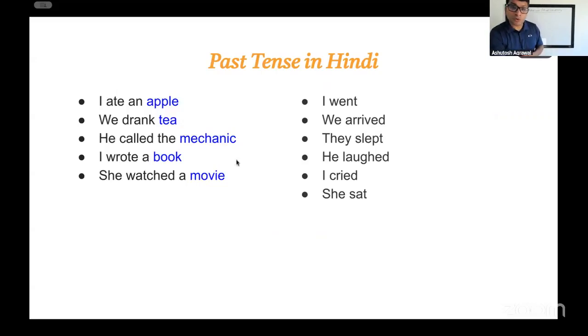I wrote a book, or I read a book. Okay. And similarly, she watched a movie. So if you look at it, the verbs to eat, to drink, to call, to write, and to watch, they all require something or someone.